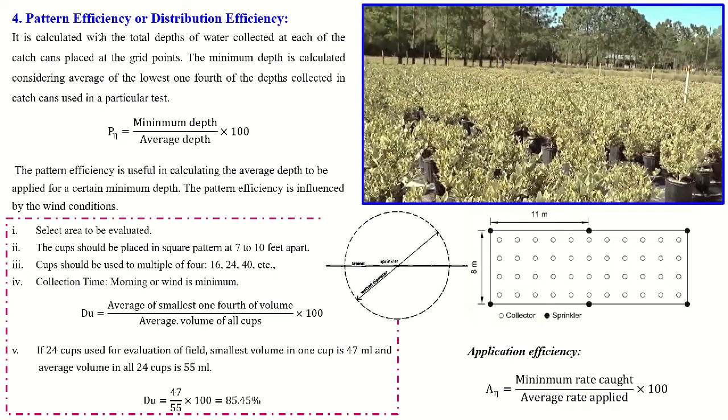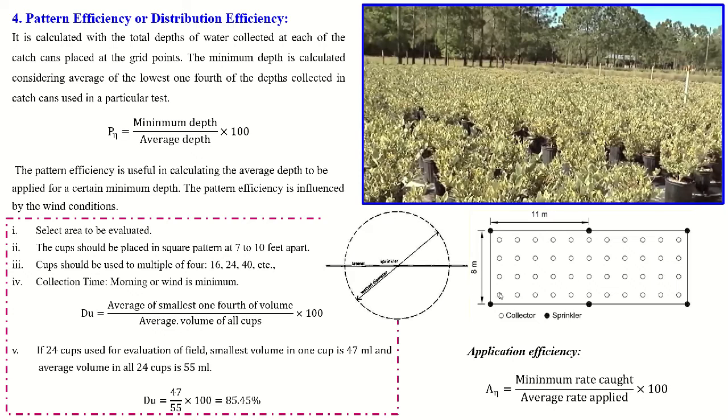Next one is the pattern efficiency or distribution efficiency. Let us understand the procedure before going to the definition of this system. Now select a field as shown in this picture. Select any field where you want to evaluate the distribution efficiency of your sprinkler irrigation system. The cups should be placed in a square pattern, 7 to 10 feet apart. Like here in this picture, these are the laterals, with 1, 2, 3 sprinklers on one lateral, and on the second line 1, 2, 3 sprinklers on another line.